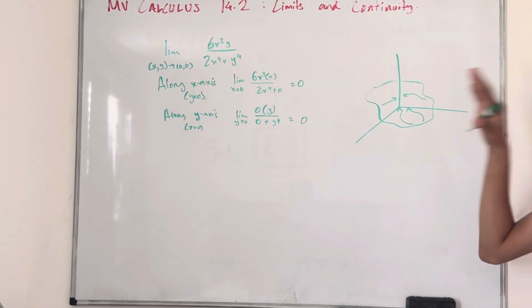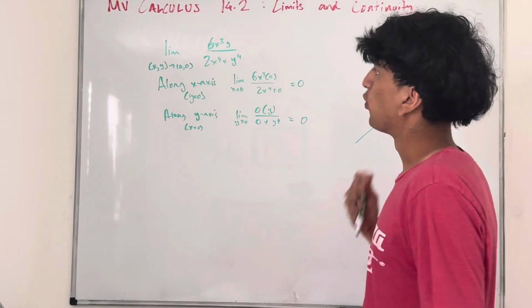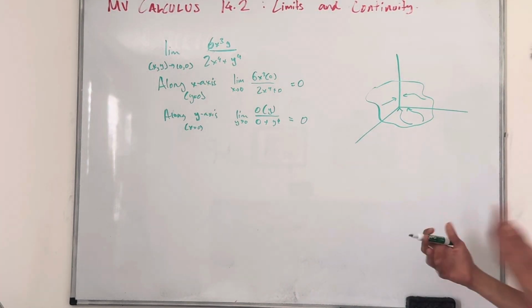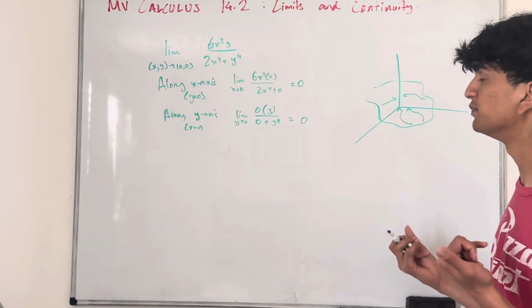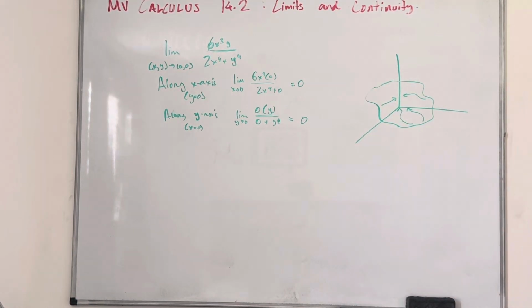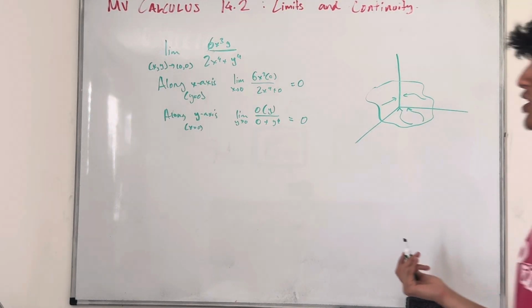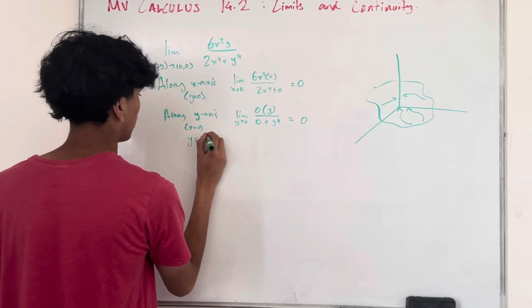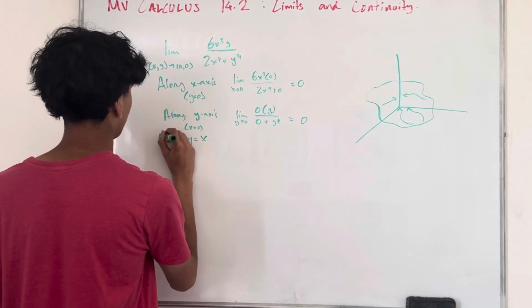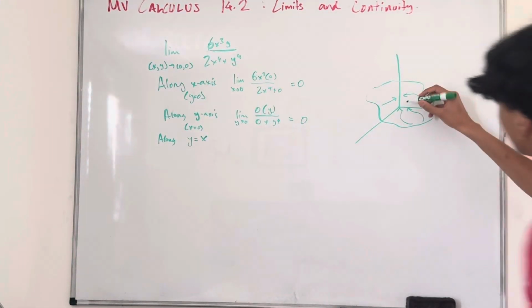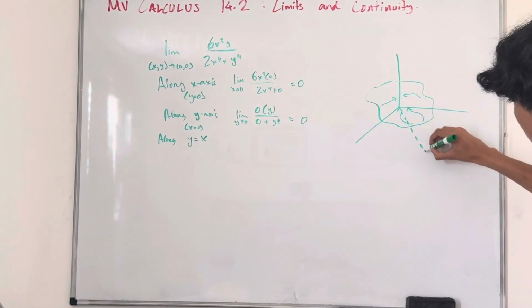So the key idea is, what path could have a different limit than 0? You can try the path y equals x, right? So along y equals x. Visually, that would look like going along this line right here. This is y equals x.